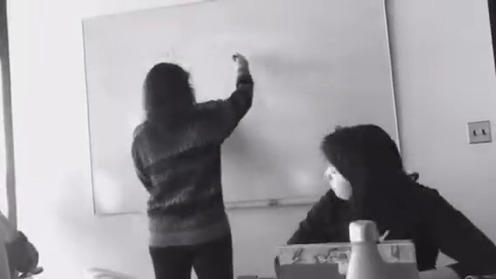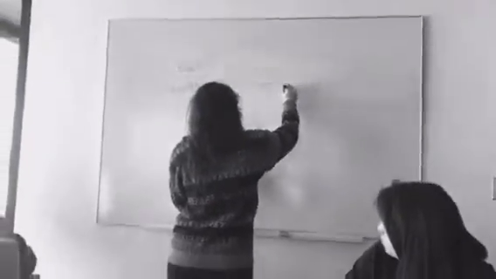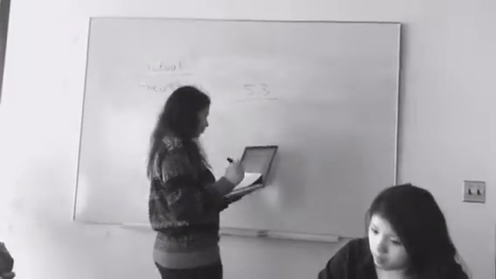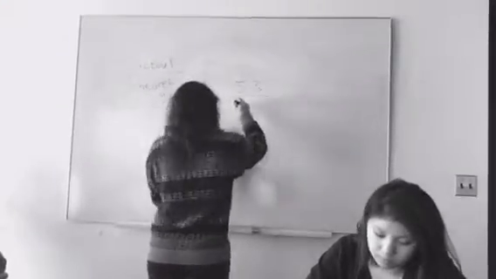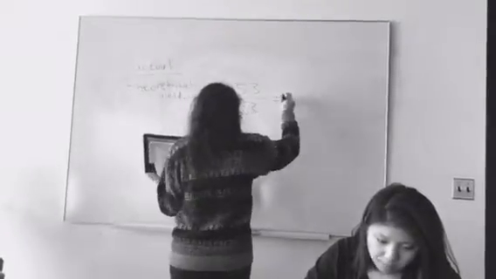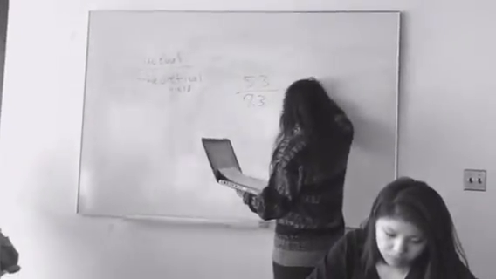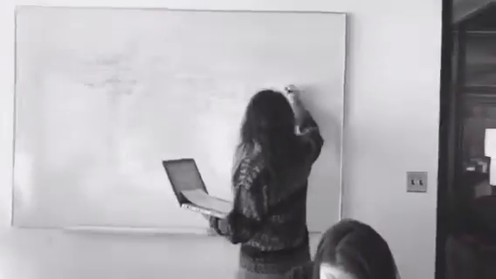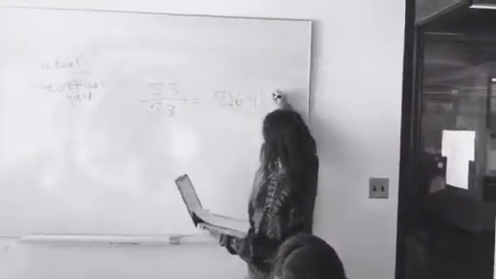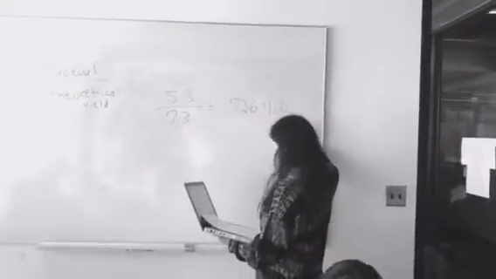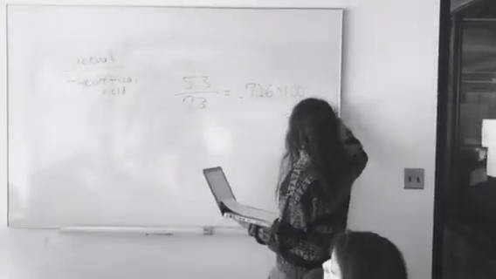The actual yield given is 5.3. We divide that by the theoretical yield we found in the first problem, which was 7.3, and we get 0.726, which we multiply by 100 to turn it into a percent, and we get our answer, 72.6%.